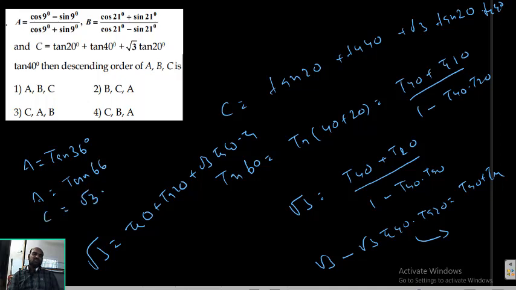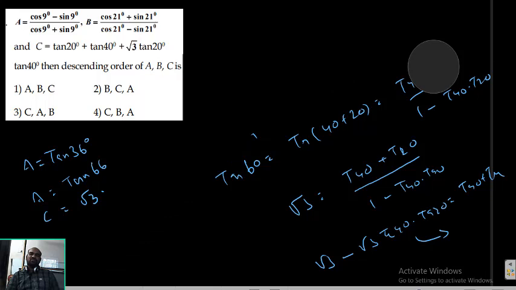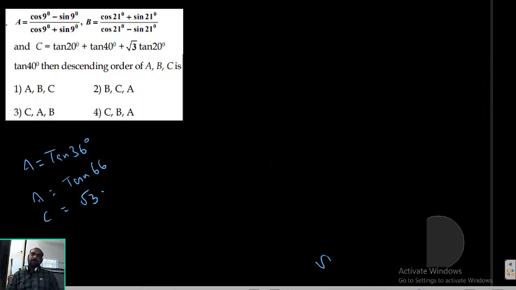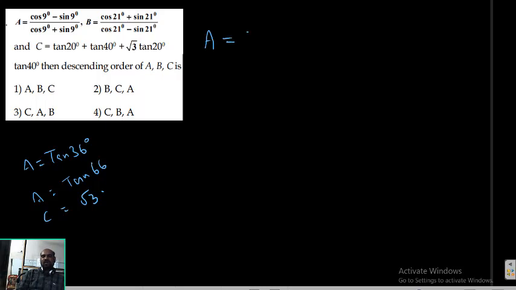That's all. Now I want to compare, students. So again I want to write A equal to tan 36 degree, B equal to tan 66 degree, C equal to tan 60 degree. Tan 60 is root 3 only.